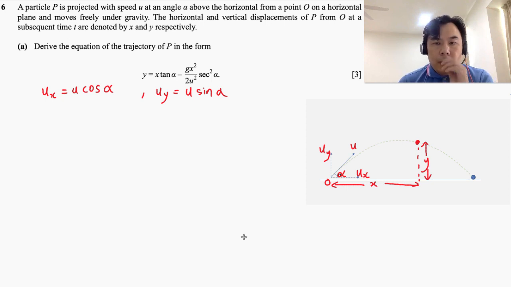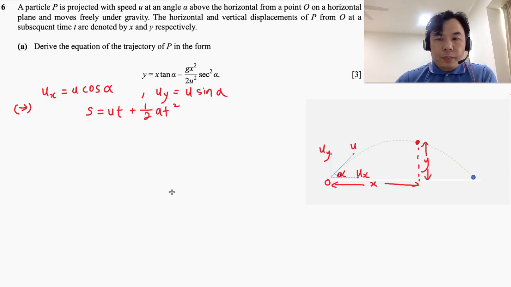And then by considering the horizontal motion, we can use this SUVAT or kinematic equation, s equals u t plus half a t square. Now, if you are interested in the horizontal component, here we will label it as ux.